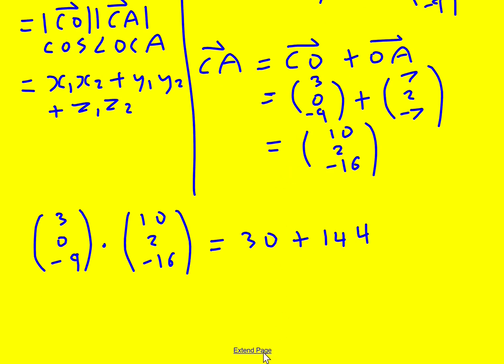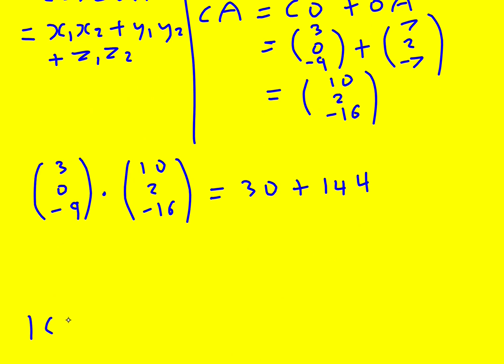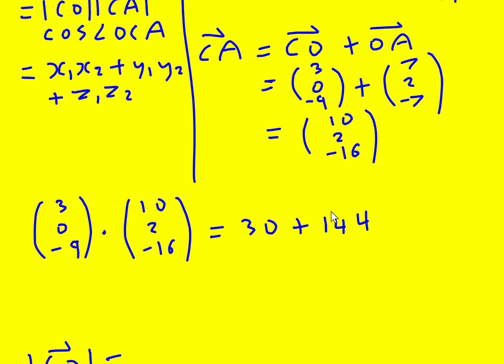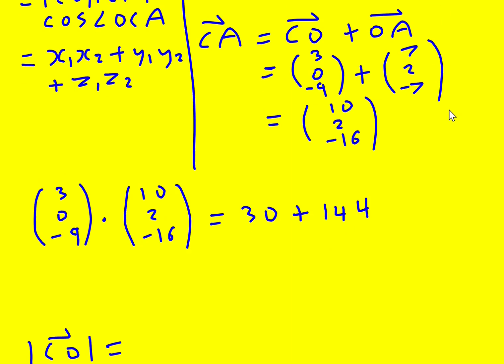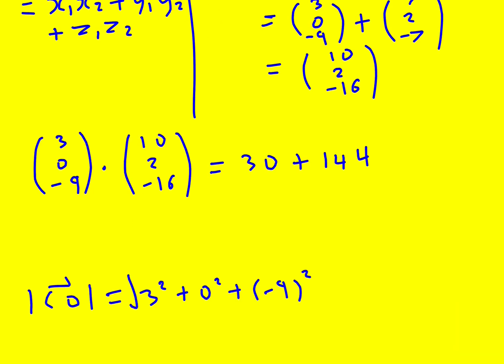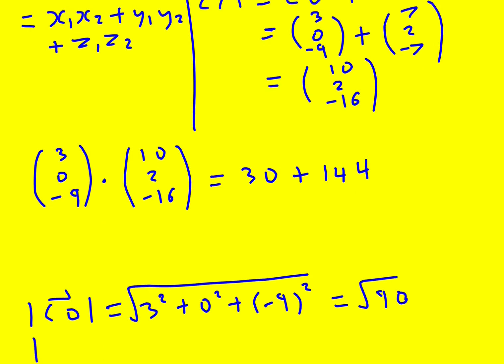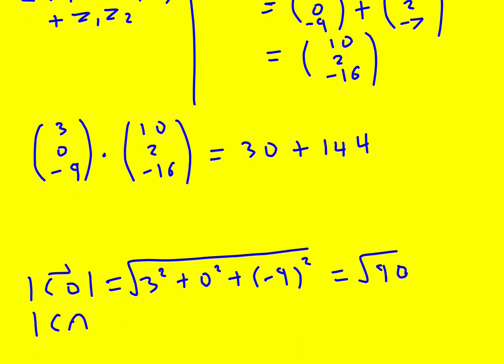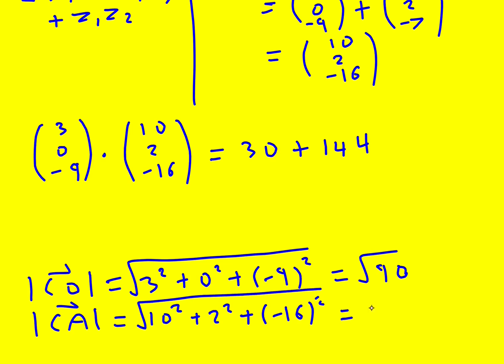Just before I do any more, I'm going to work out separately the magnitudes. So the magnitude of CO. For this, I can use 3D Pythagoras. So it's going to be 3 squared plus 0 squared plus minus 9 squared, square rooted. 81 plus 9 is 90. And the magnitude of CA will be 10 squared plus 2 squared plus minus 16 squared. And that's going to be 100 plus 4 plus 256. Worth knowing that that's what 16 squared is. That's 360.